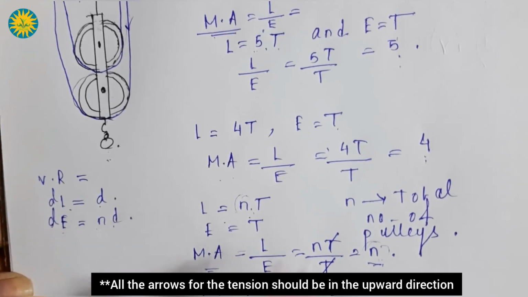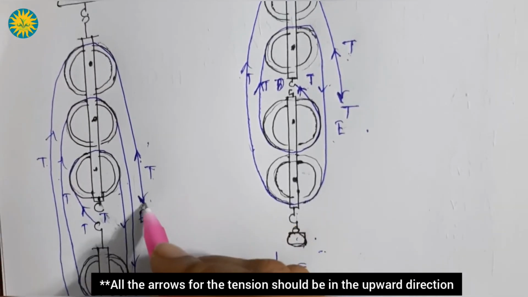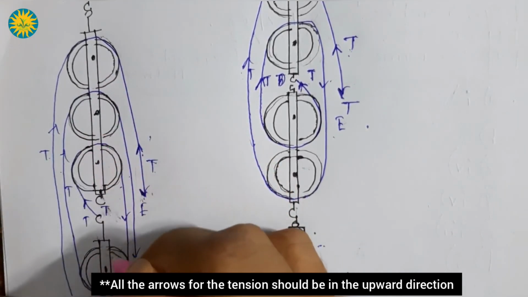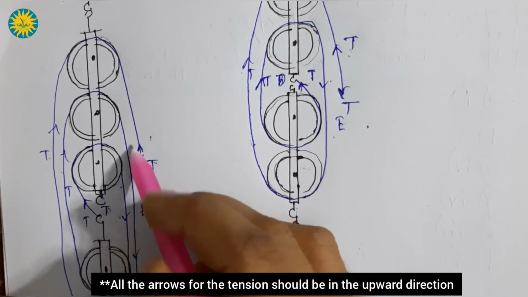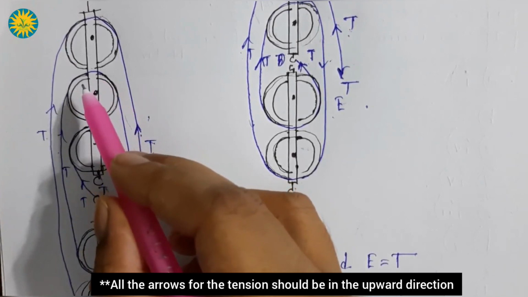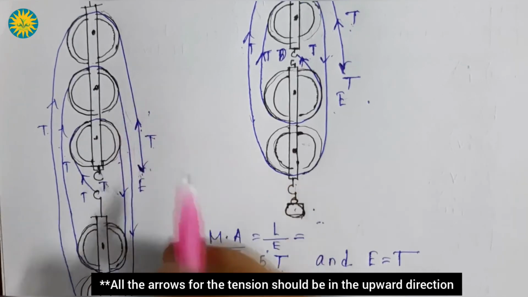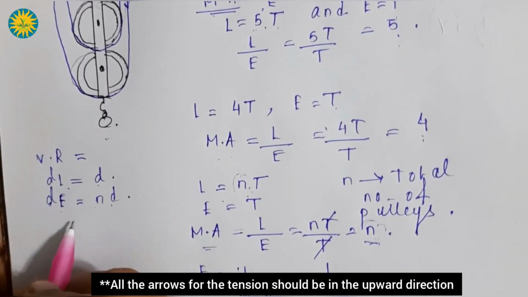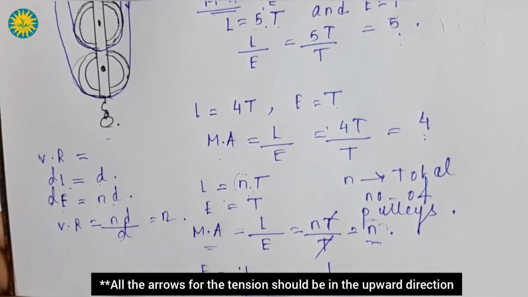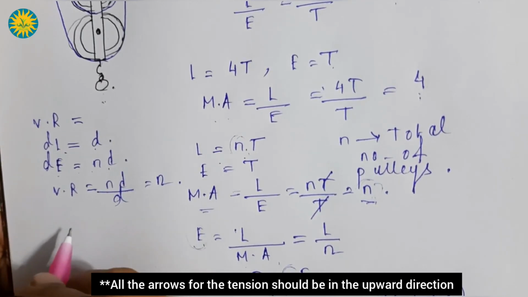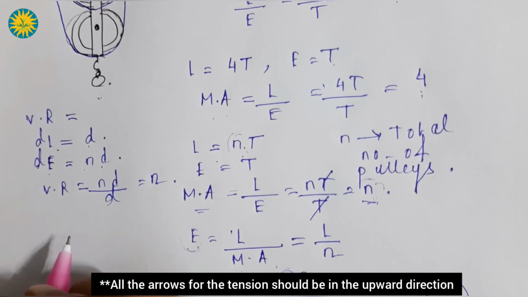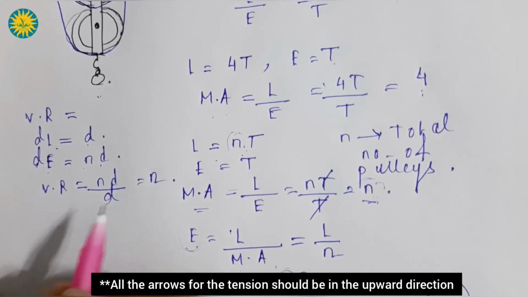Now why nd? See, my effort is ending over here, so it is actually covering a distance of nd. Why nd? Because each section of the strings is supporting the load, and all are having the length of d. So we can say nd. So velocity ratio equals nd by d, which equals n. Velocity ratio is actually equal to the number of strands of the tackle which is actually supporting the load.